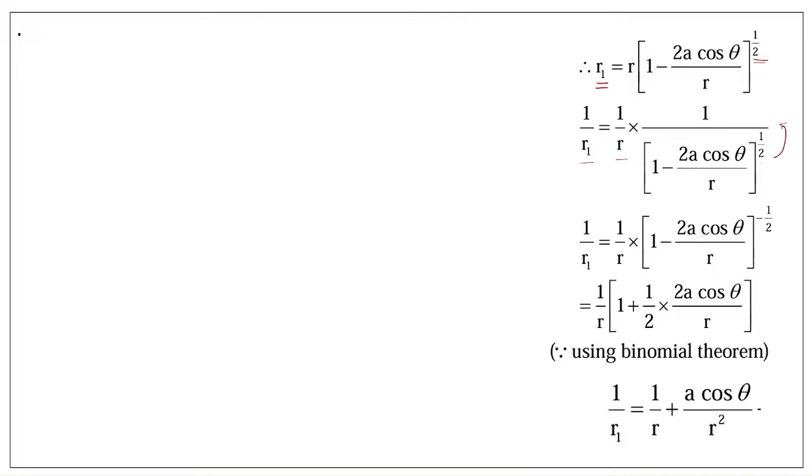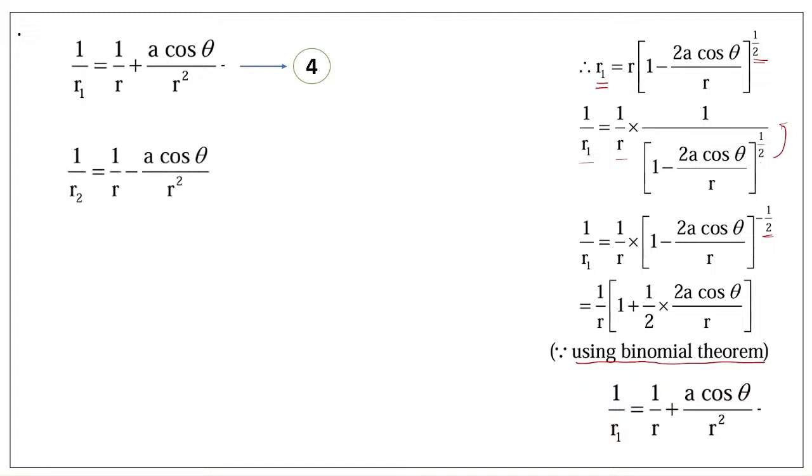Therefore, 1 by R1 is equal to 1 by R into bracket 1 minus 2A cos theta by R to the power minus 1 by 2. Using binomial theorem, we get 1 by R1 is equal to 1 by R plus A cos theta by R square. Mark as equation 4. Similarly, 1 by R2 is equal to 1 by R minus A cos theta by R square.